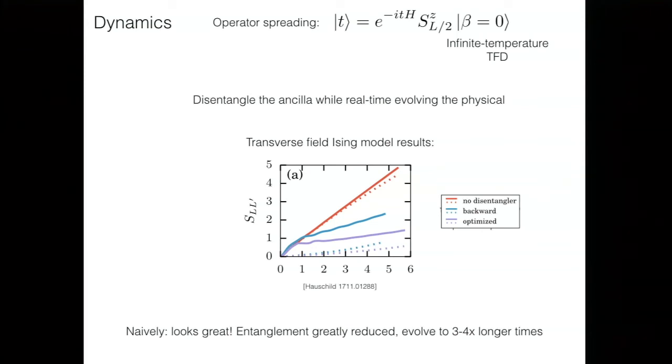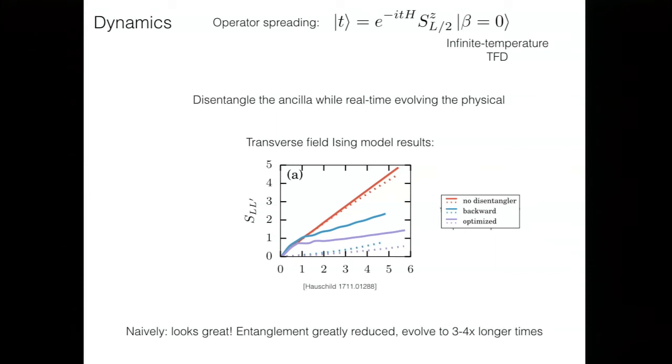The next thing I want to discuss is, so far we've been talking about finite temperature equilibrium states, but another system we'd like to be able to address is doing non-equilibrium dynamics. So a typical setup we might look at is operator spreading. Let's start, we're going to work at infinite temperature, so we start with the infinite temperature thermofield double state. Then we act with a spin flip in the middle of the chain, and then do real-time evolution rather than imaginary time evolution on the physical degrees of freedom. So this would be the purification approach to watching an operator spread.